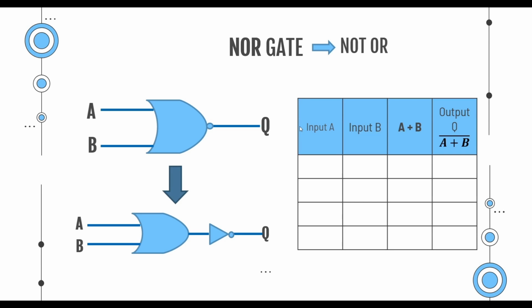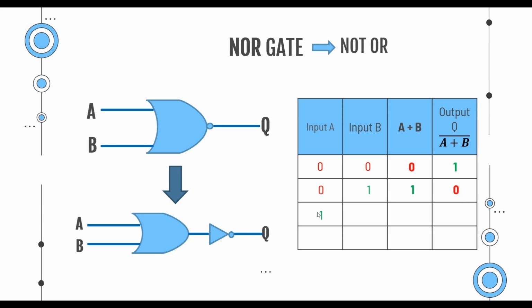So let's fill out the truth table for this NOR gate. When input A is 0 and B is 0, the OR operation of A and B is equal to 0. So the output of the NOR gate will be 1, because the output is the inversion of the OR operation. As the second case, we have input A as 0, input B as 1, and the operation of A and B is equal to 1, so the output will be 0.